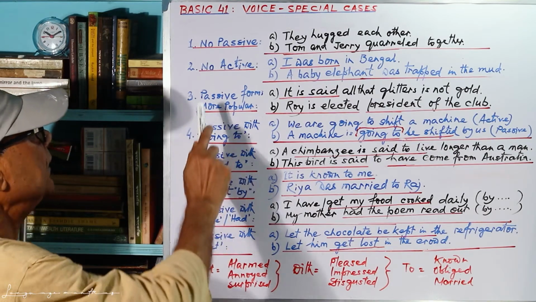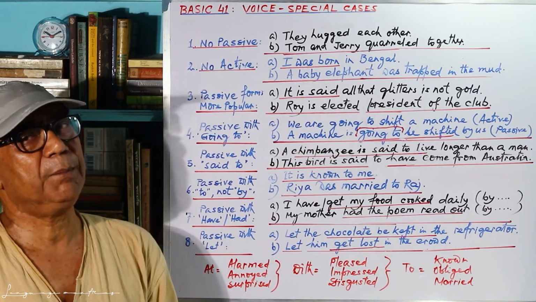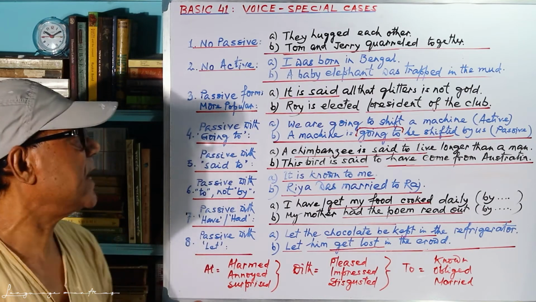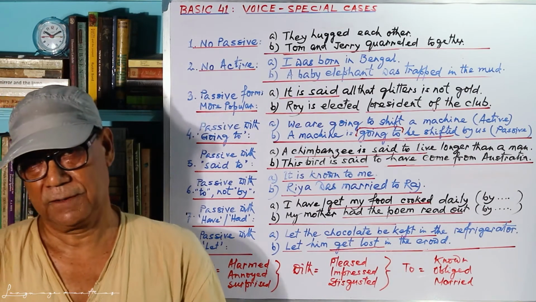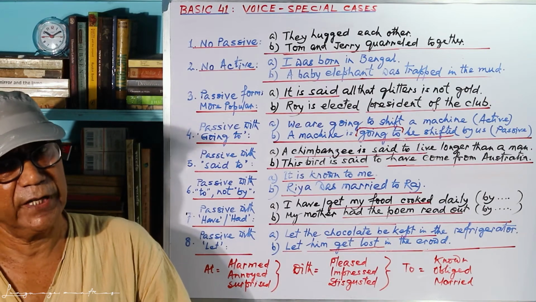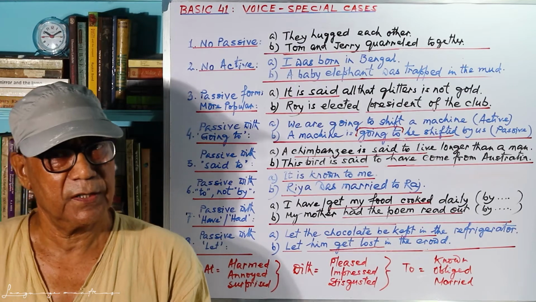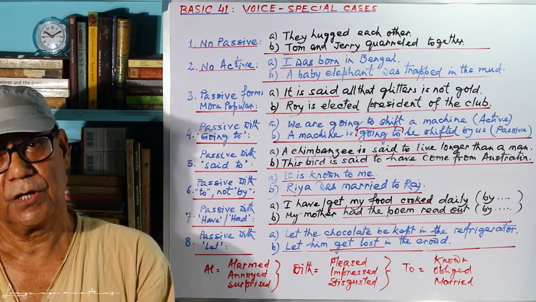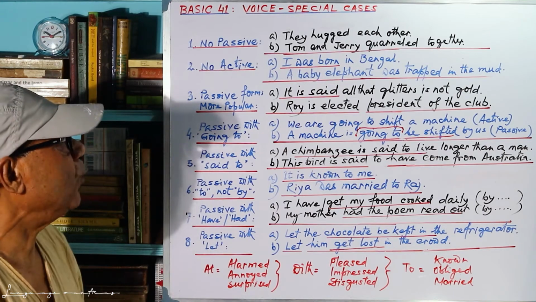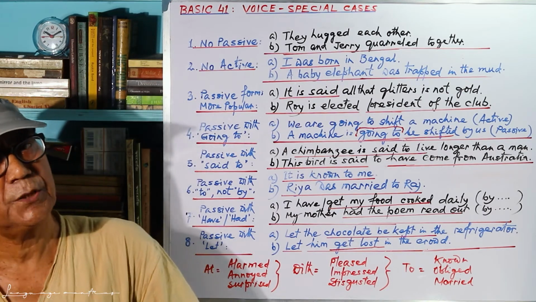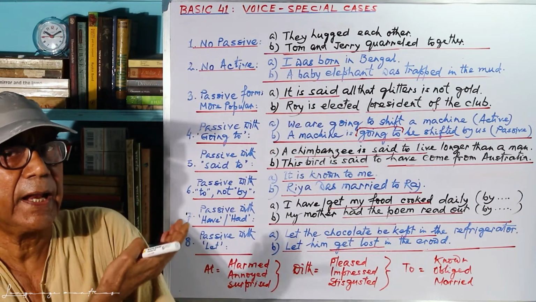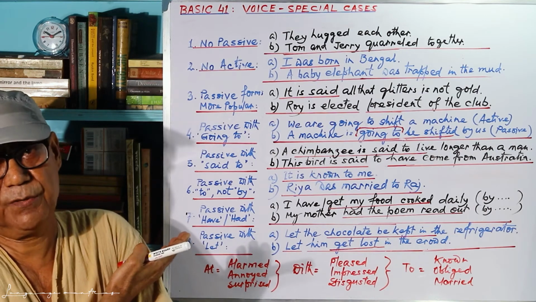Now come to the next one, no active form. That means passive form is more popular and there is no active format. For example, I was born in Bengal. Born, this is a very interesting verb. In this case, born refers to taking birth. In that case, I was born in Bengal. This is passive. I was born. This is passive format. And if you want to make an active sentence, it's very difficult.